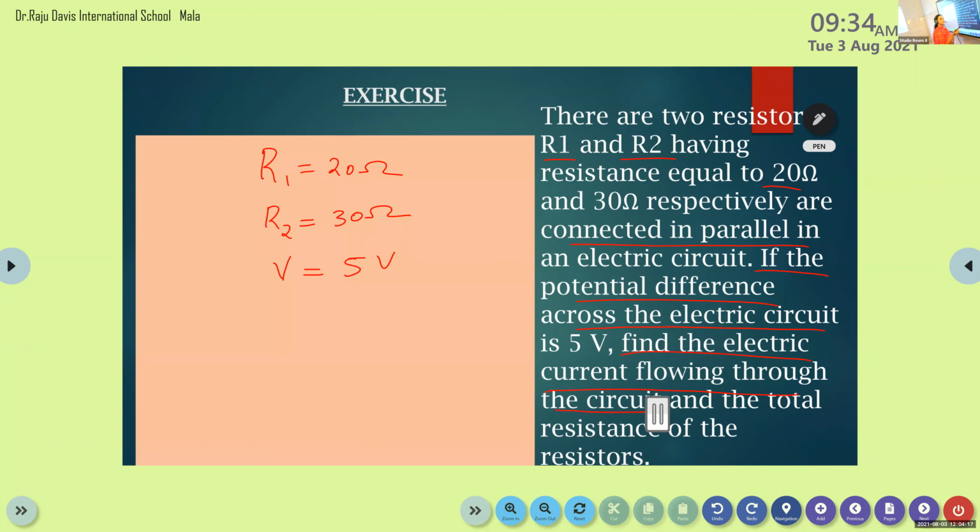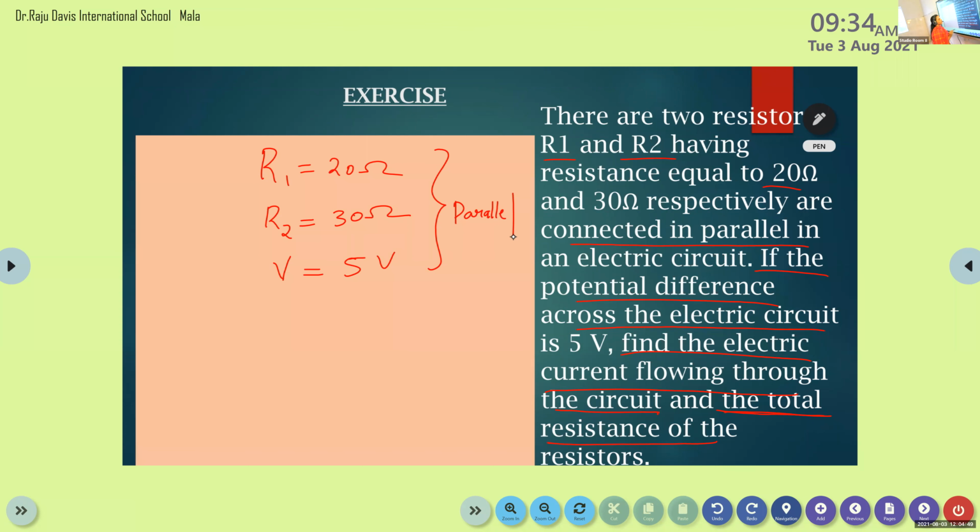In order to find the electric current flowing through the circuit, we want to know the total resistance of the circuit. So we can determine the answer of the second sub question first. What is the total resistance of the circuit? This is a parallel combination. So students, what is the equation for calculating the total resistance?